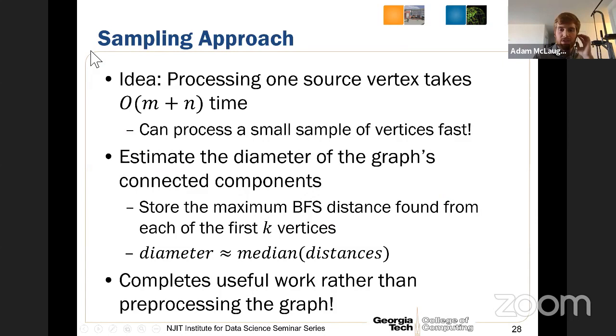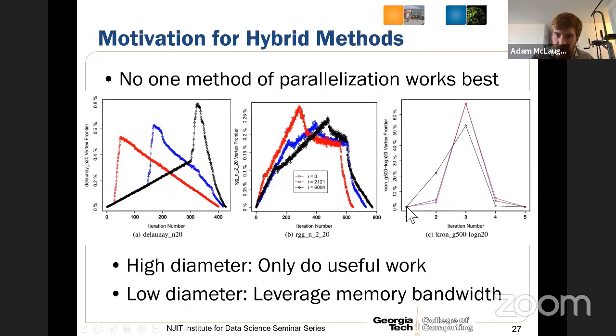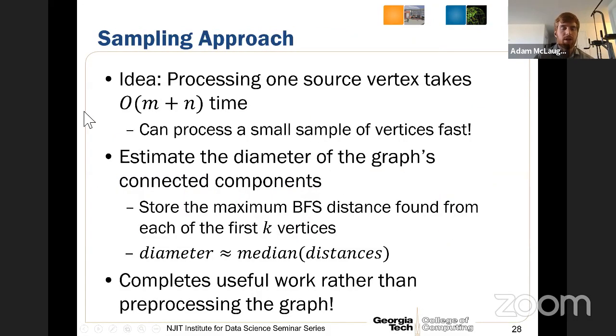On top of this, you can even see that maybe in these first few iterations, you don't have such a large vertex frontier. So maybe you want to start with the work efficient method here and then switch into the edge parallel method over here. That's what we call the sampling approach. The idea is that you can process some small number of vertices really fast, because each breadth first search is just order m time. And the problem with the all pairs shortest path problem is that you're multiplying that by n breadth first searches.